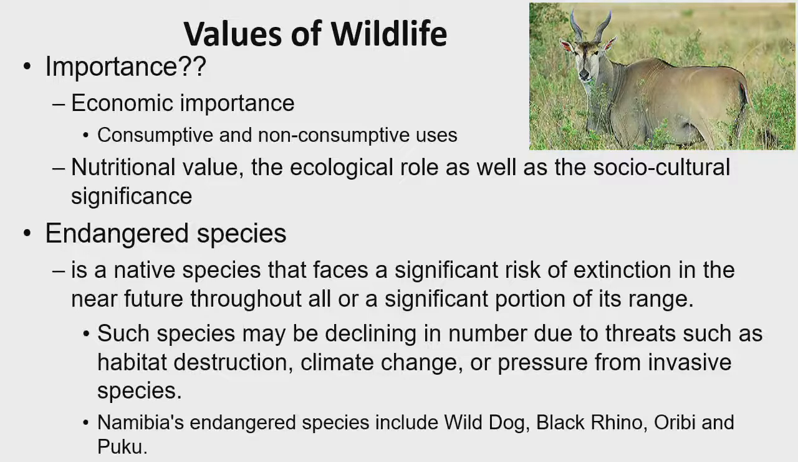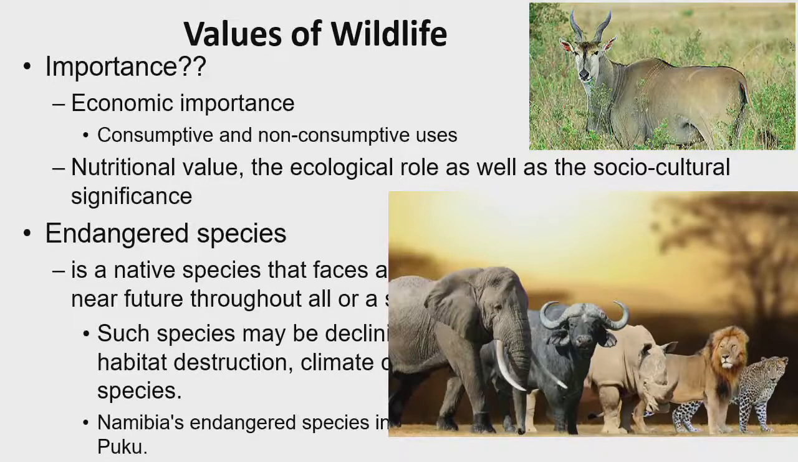Such species may be declining in number due to threats such as habitat destruction. Maybe their habitat is destroyed, maybe because of climate change, or it can be because of pressure from invasive species. Some examples of the endangered species in Namibia are wild dog, black rhino, puku, and others. And we have our big five. You should be able to mention the big five.